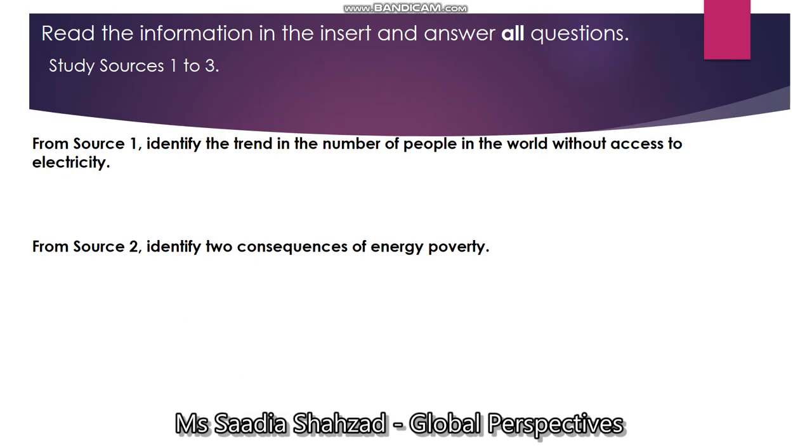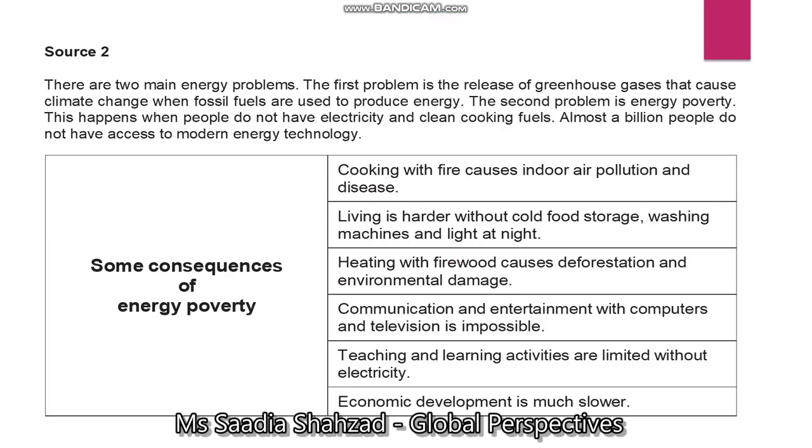Read the information in the insert and answer all the questions. Study sources 1, 2, 3. So for question number 1, you're supposed to study sources 1, 2, and 3 only. Please focus on what the requirement of the question is so that you do not write the answer incorrectly. From source 1, identify the trend in the number of people in the world without access to electricity.